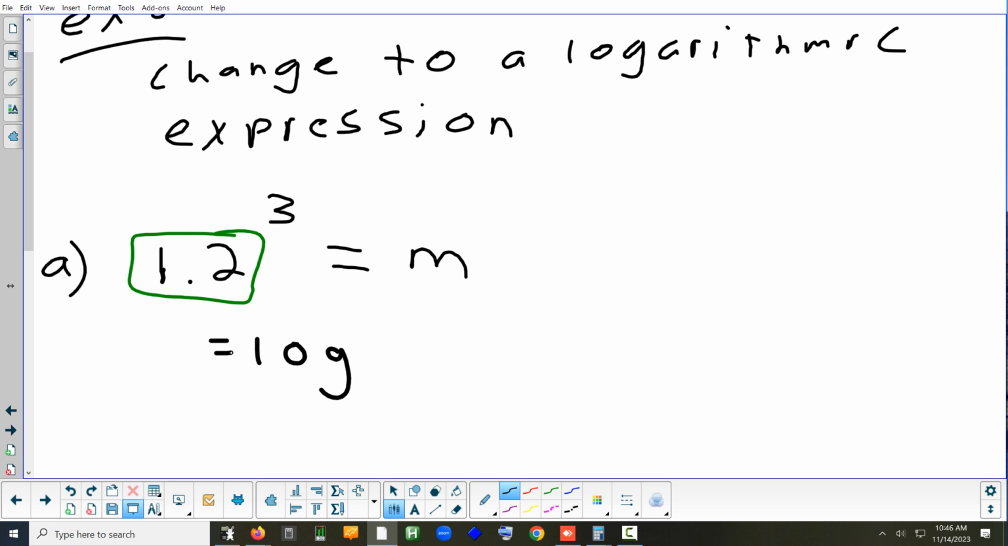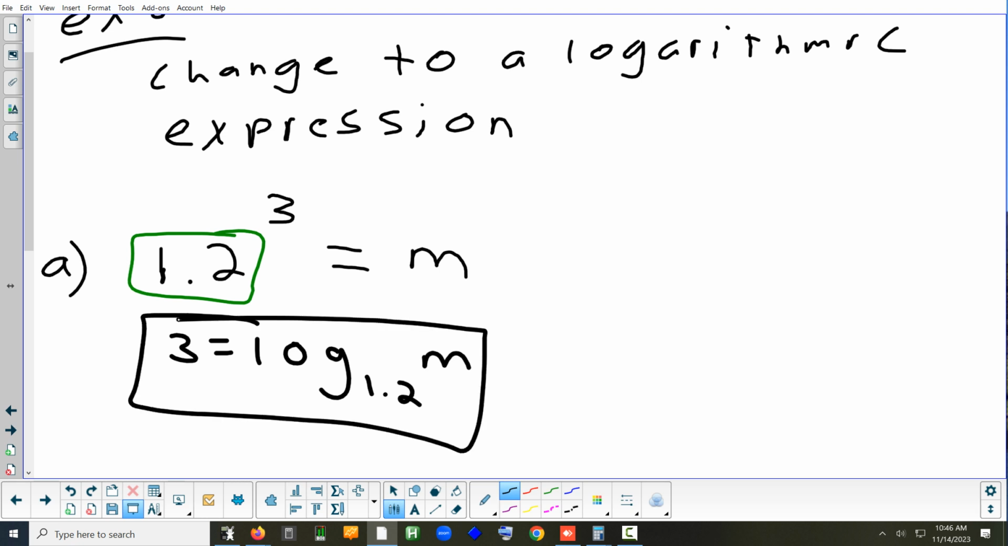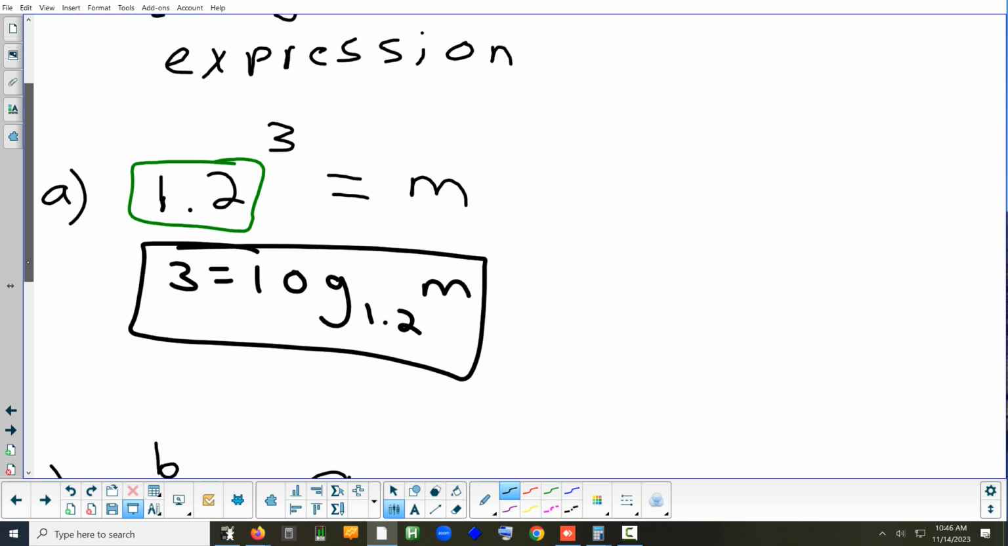And let's do it just like we did before. Start with the base. What's the base in 1.2 to the third power equals m? 1.2. So that's your base. Logarithm always equals what kind of number? The exponent. What was the exponent? 3. And the thing that was all by itself is called the argument. And there's only one place left for it to go. And that's how you change an exponential to a log. Why you would do this is when you're solving an equation. Sometimes you need to change from one to the other.